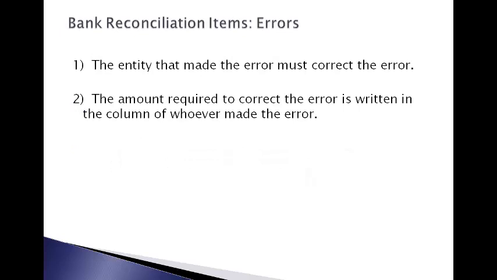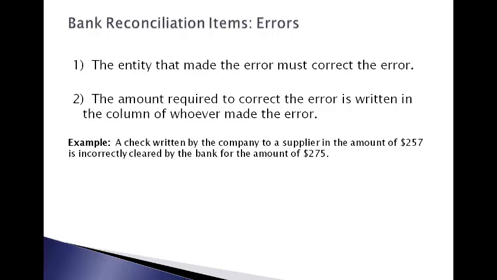Errors made by the company or the bank are identified when the company reconciles the bank statement to the cash account. The entity that made the error must correct the error, and the amount required to correct the error is written in the column of whoever made the error. Let's look at an example.